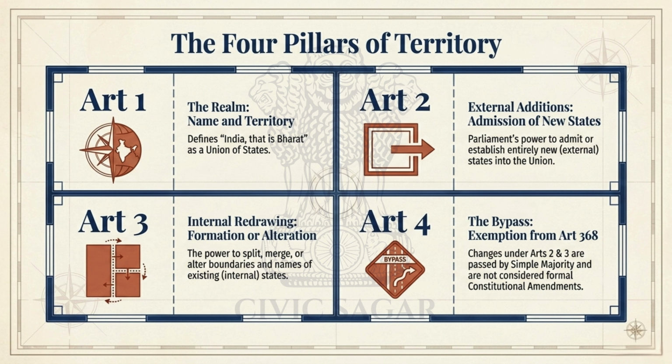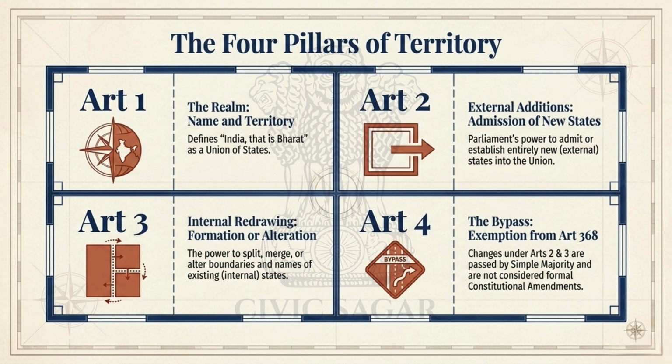The structure of India's territory rests on four constitutional pillars. Article 1 defines our realm, establishing the name and territory of the country as India, that is Bharat, a union of states. Article 2 governs external additions, granting Parliament the power to admit or establish entirely new states into the union that were not previously part of India.